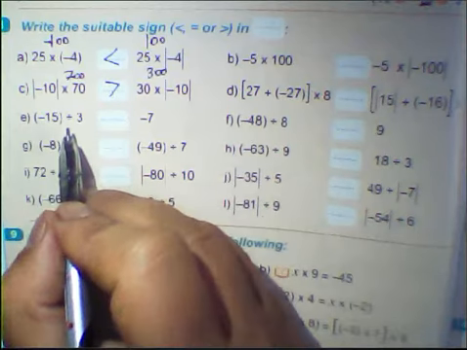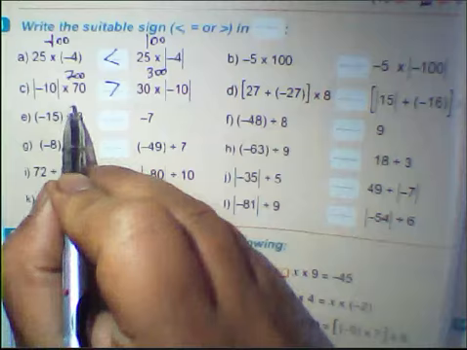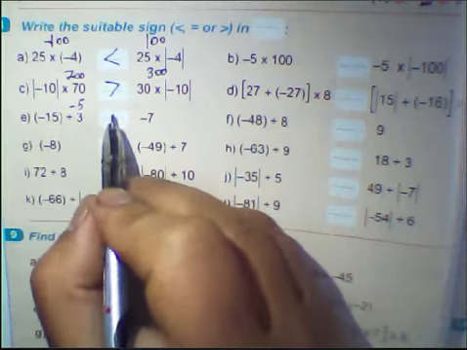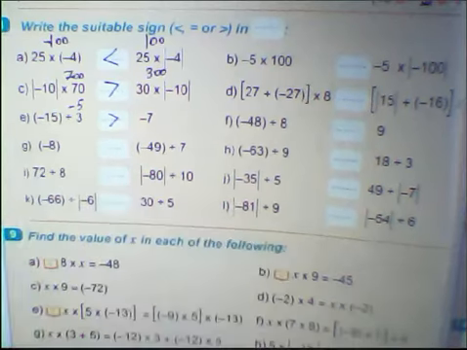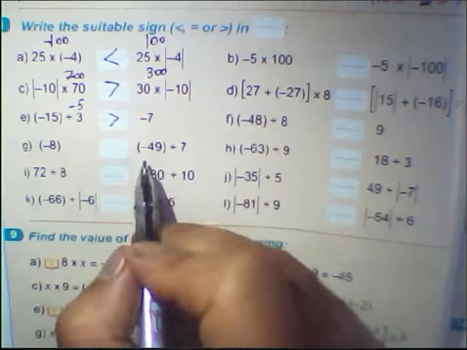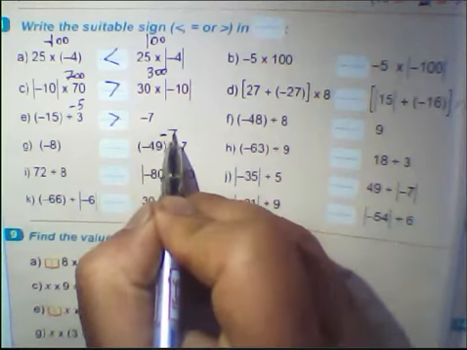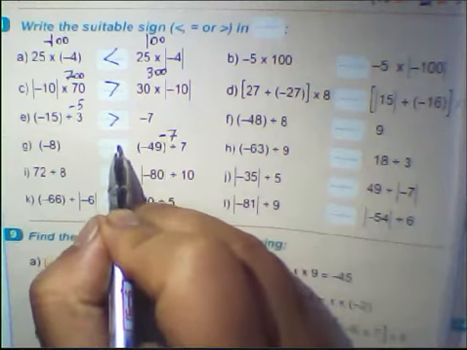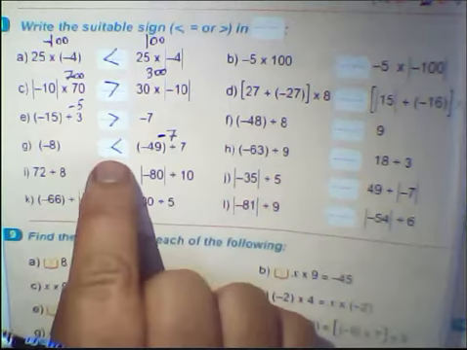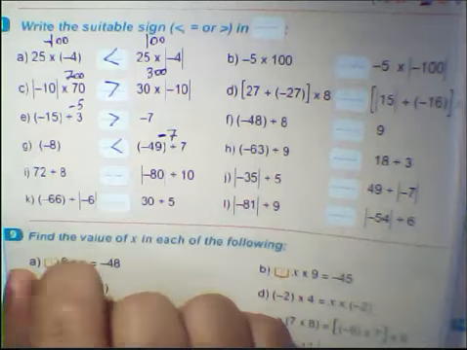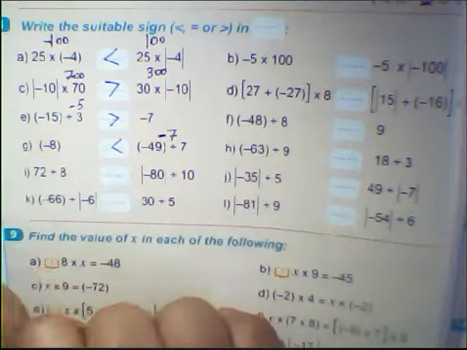Negative 15 divided by 3 equals negative 5. Negative 5 is more than negative 7. Negative 8 and negative 49. Negative 49 divided by 7 equals negative 7. Negative 7 is more than negative 8. So you must write this sign then. Okay, negative 8 is less than negative 7.